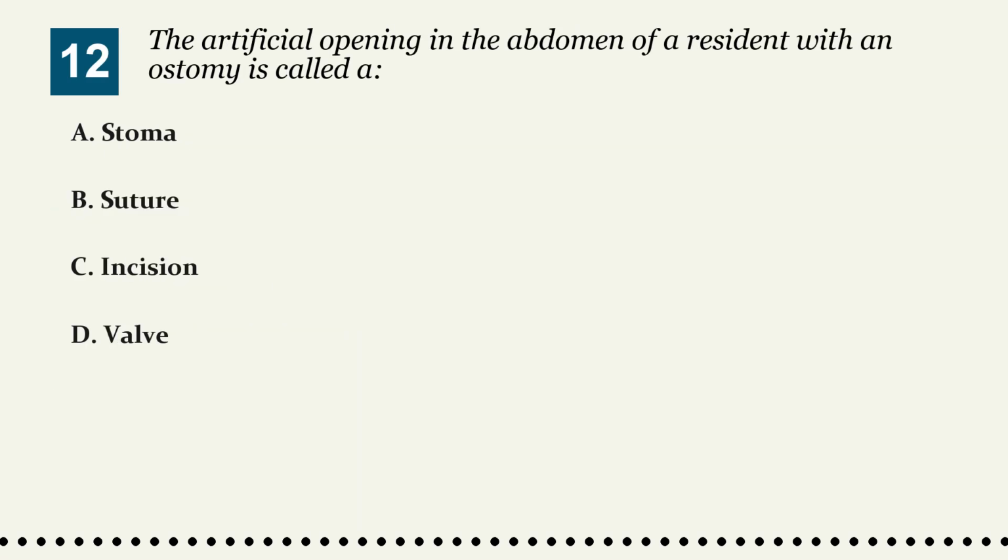Question 12. The artificial opening in the abdomen of a resident with an ostomy is called a: Option A, stoma. Option B, suture. Option C, incision. Option D, valve.